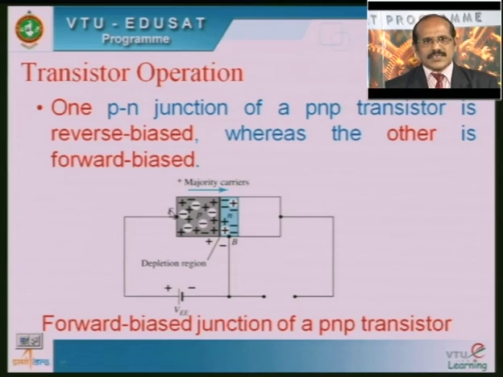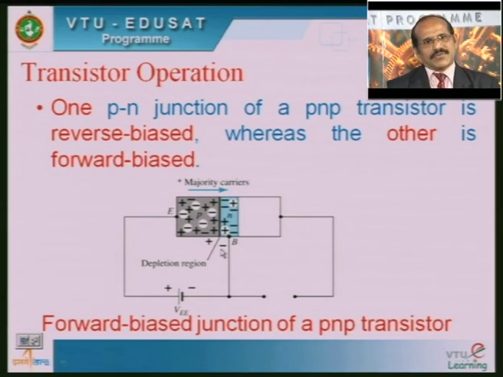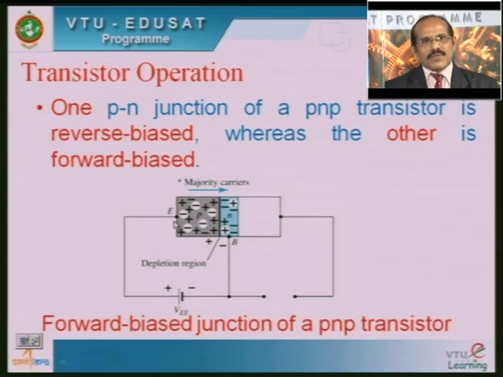So in this figure, you can see that the PN junction, that is the emitter base junction, is forward biased. When this emitter base junction is forward biased, there will be a depletion region whose width is very small. So once the applied voltage exceeds the barrier potential, there will be a free movement of charge carriers from emitter to base, that is from the P to N layer.